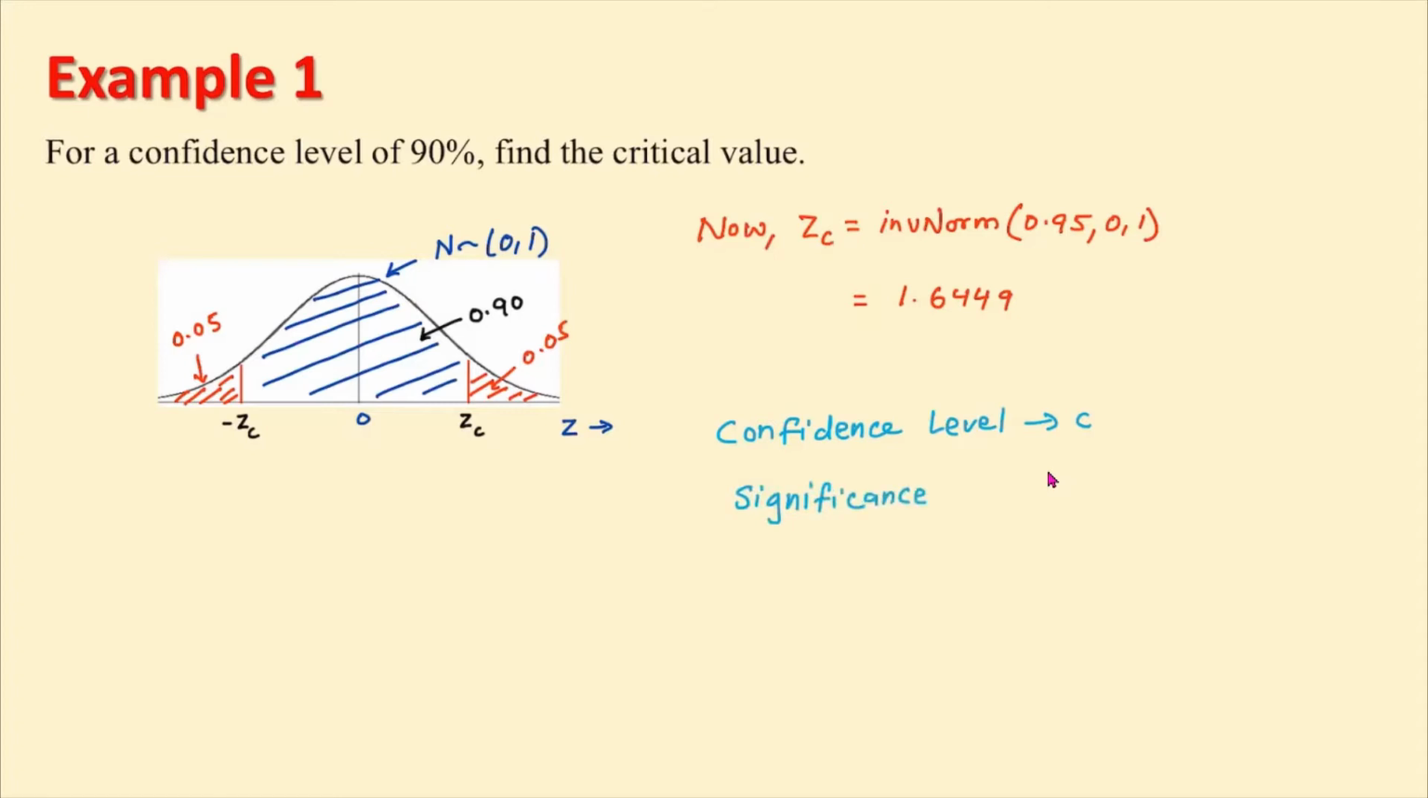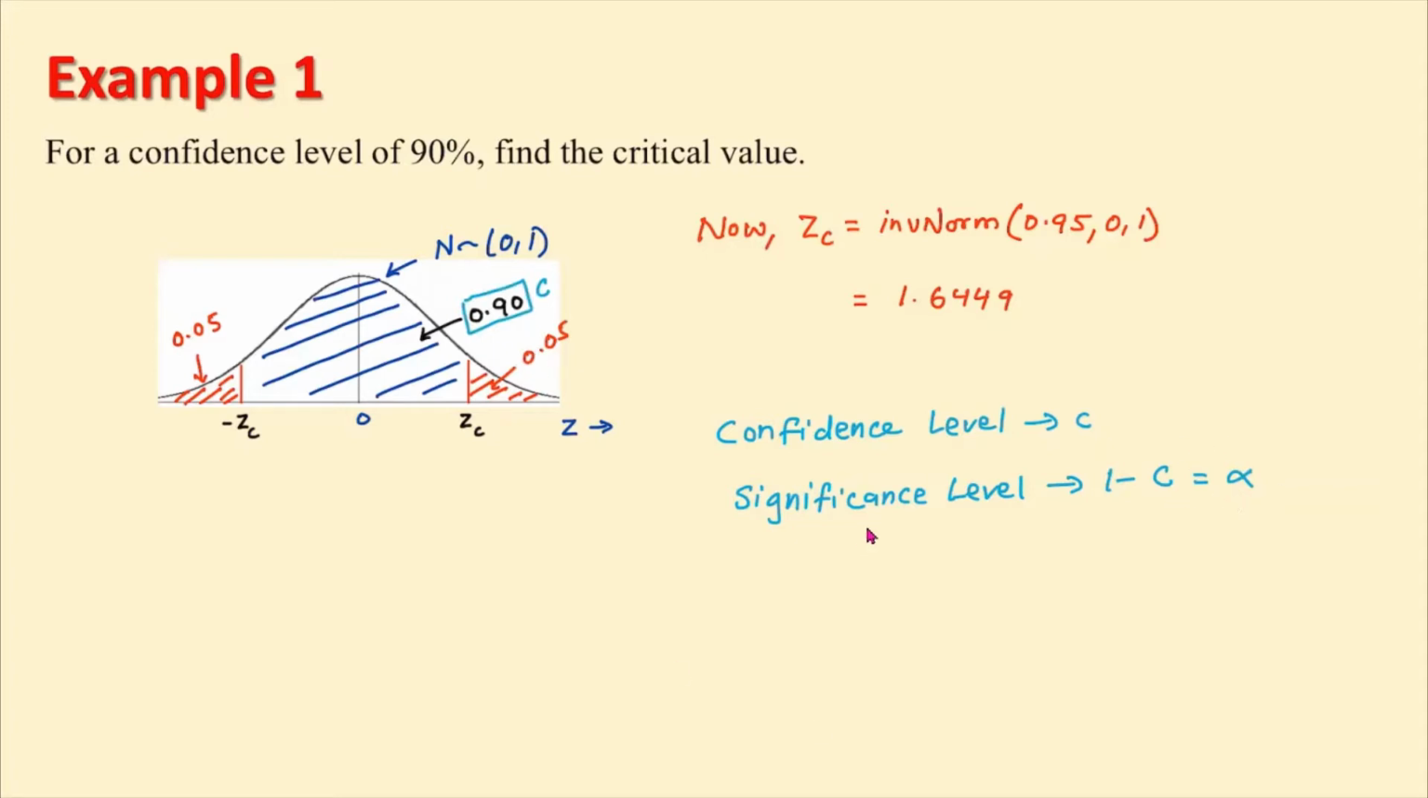Significance label. The significance label is 1 minus the confidence label, and this value is denoted by alpha. So for example, in this example, this 0.90 is your C. Okay, 0.90 is the confidence label C.